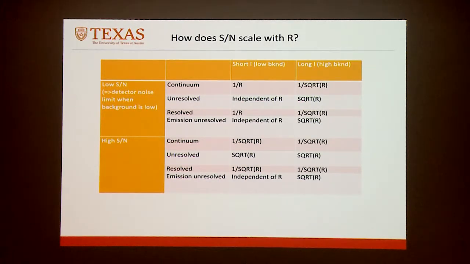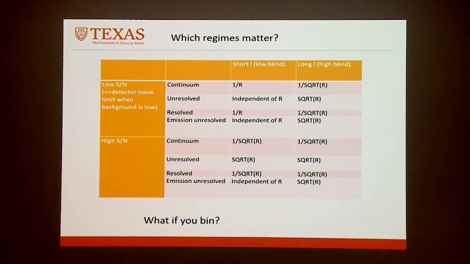When you go to unresolved lines, though, for short wavelengths where the background is low, your line sensitivity is independent of resolving power, and that's because the noise which is coming from your detector stays the same, and as you make the bands narrower, the lines get deeper, but you have fewer photons altogether. And so here's the whole list, and let's just concentrate on which regimes matter.